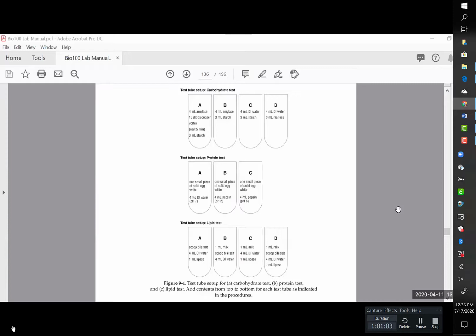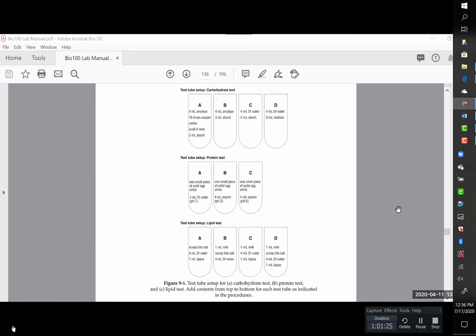Our protein test, we put egg white into each. Test tube A, we had the deionized water. Obviously no change because water is not going to break down the protein. Test tube B, with our pepsin at pH 2, that's where we ended up seeing the milky solution. So that's the solution that turned fairly milky for us, or we saw the amino acids breaking down.